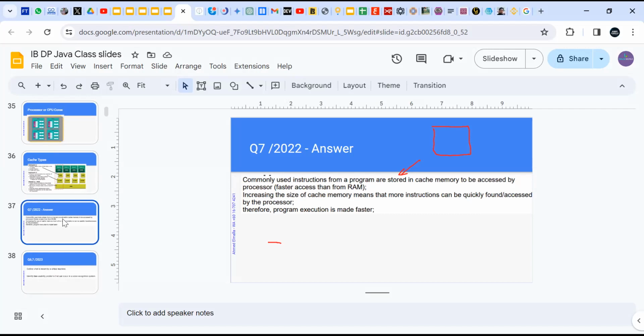Let me try to understand. If we have a cache, it means that we are able to fetch data faster from the RAM. Does it mean like that, or it means that we don't take too many cycles to bring the data from the RAM? What does it actually mean? It means that the amount of cycles is decreased.